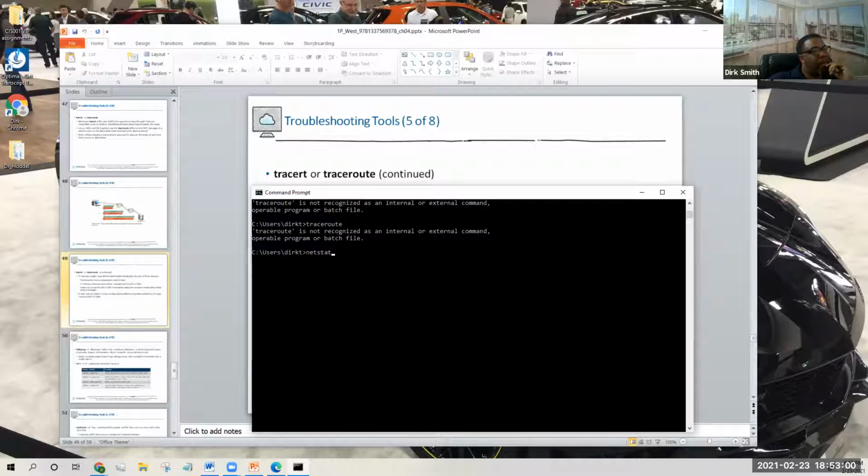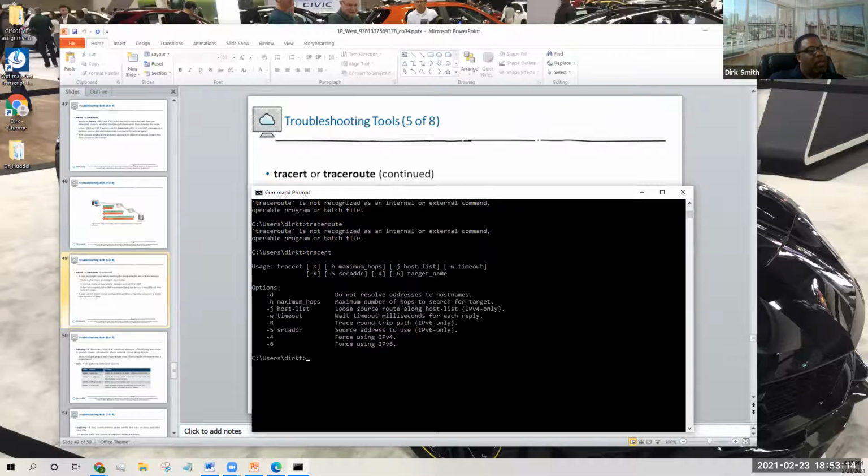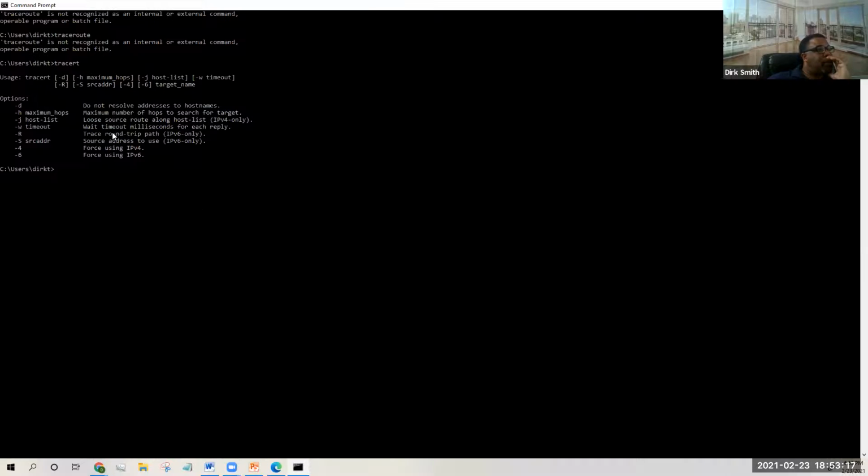One second here. Netstat, tracert. This is a Windows-based computer. That's why. Tracert, there we go. If you type in just tracert here, this will tell you all the options you need for that command. So -d resolves IP addresses to host names. Then -h is the maximum number of hops to get to its target destination. And then the timeout and the wait.